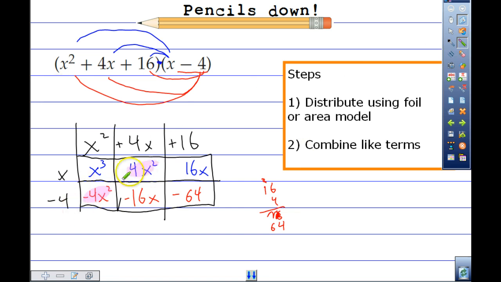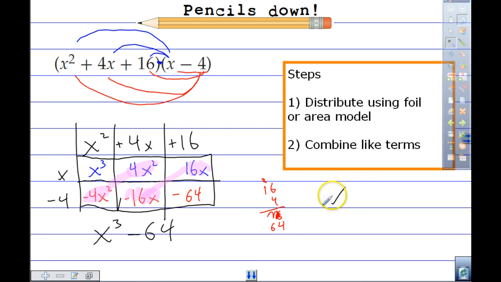Nice thing about the area model is the diagonals are the like terms. We don't have to go searching through that long string of work to see what cancels with each other or what adds together. This is quite interesting that most everything cancels. Your final answer is simply x to the third minus 64.